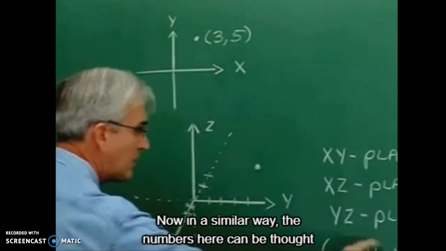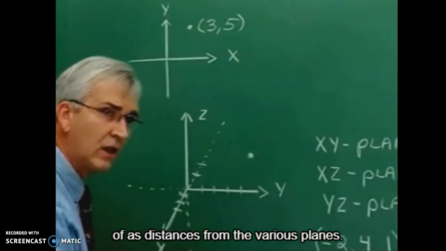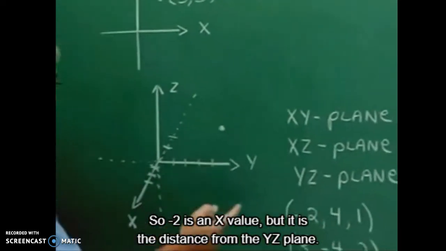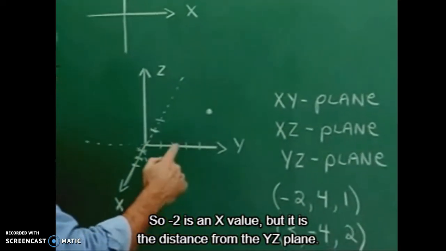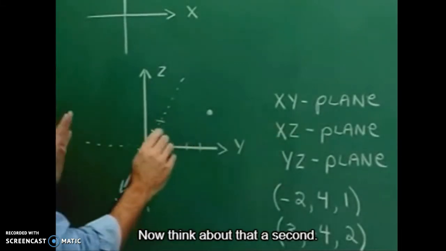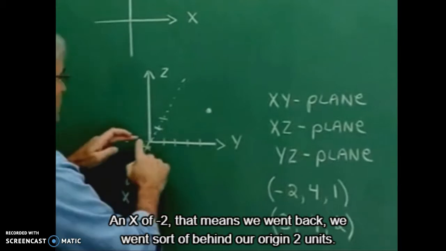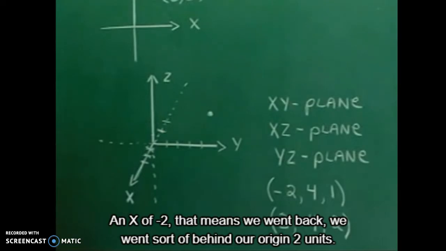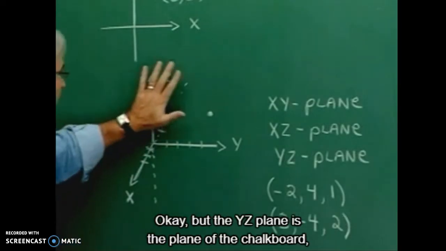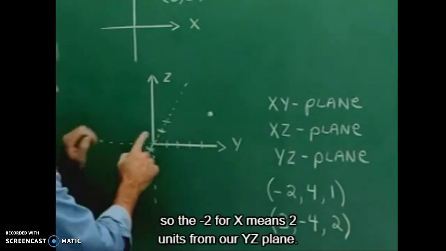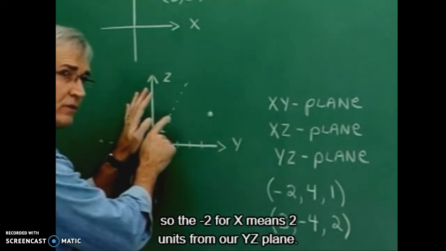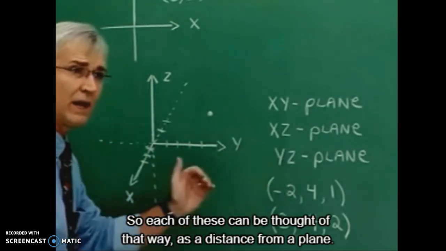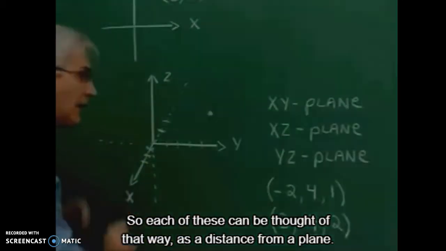Now, in a similar way, the numbers here can be thought of as distances from the various planes. So -2 is an x value, but it is the distance from the YZ plane. Now, think about that a second. An x of -2, that means we went back. We went sort of behind our origin 2 units. Okay, but the YZ plane is the plane of the chalkboard. So the -2 for x means 2 units from our YZ plane. So each of these can be thought of that way, as a distance from a plane.